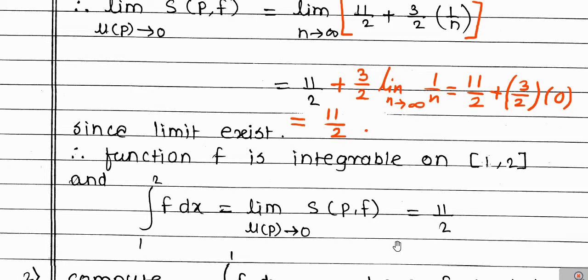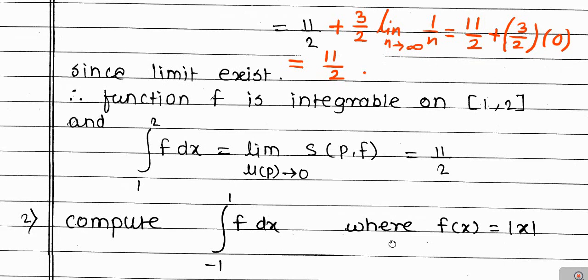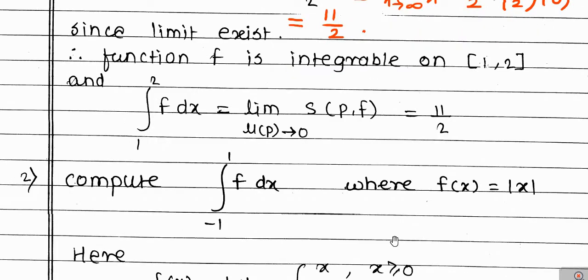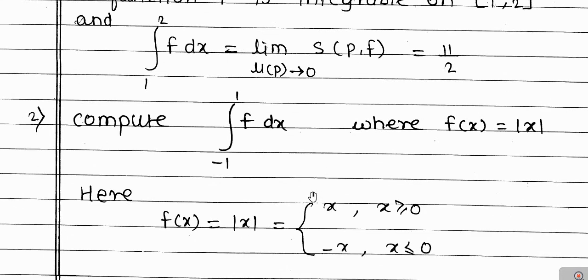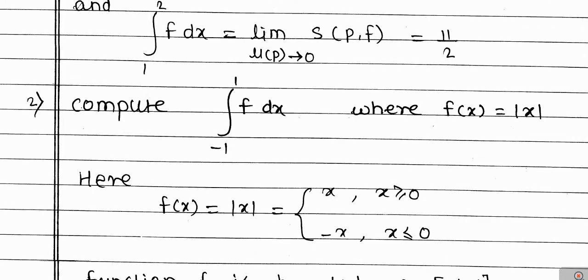Now we will move to the second example. The second example is to compute the integration from minus 1 to 1 of f dx, where f of x is equal to mod x. Next, we know the definition of the absolute value function. The definition of the absolute value function is f of x, which we denote by mod x.